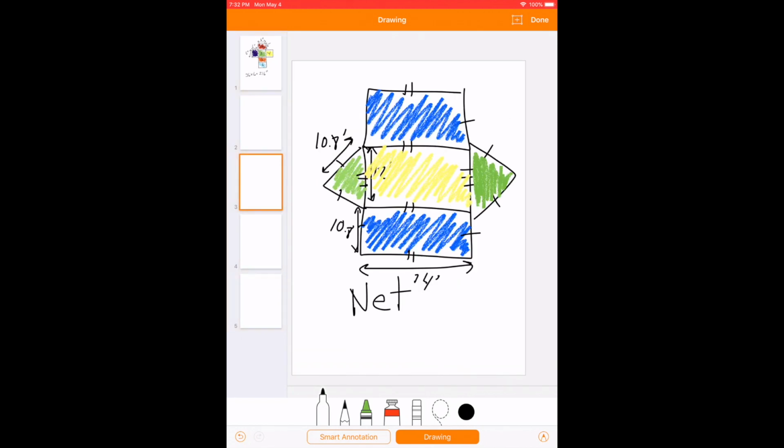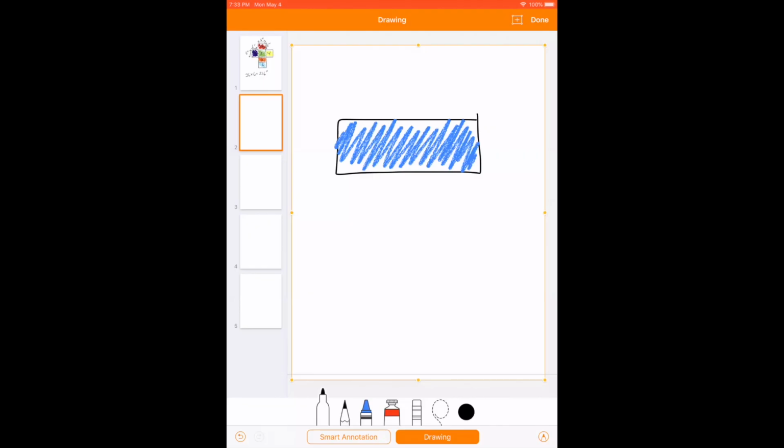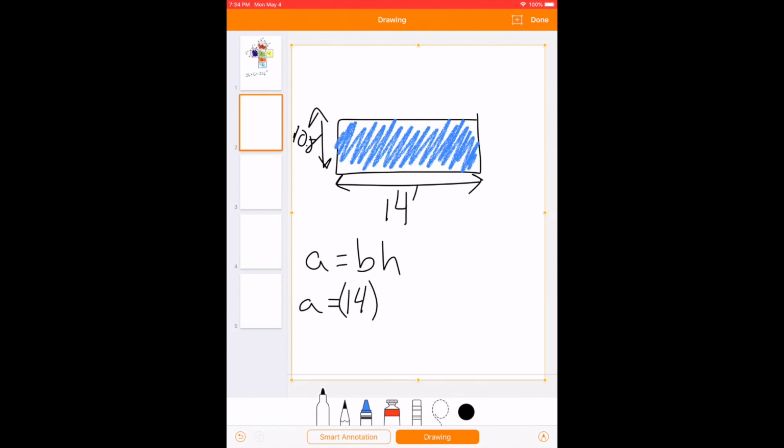Okay, now that we've gotten the area of the two triangles, we need to find the area of the three rectangles that make up this net. Like I said, we've been given the hypotenuse of 10.8, and if 10.8 is the hypotenuse, it's also the height of the blue rectangle. The length of the blue rectangle is 14 feet. Therefore, the area for a rectangle, as we know, is base times height. Or, in this case, the area for this rectangle is 14, the length, times 10.8, the height. This gives us a total of 151.2 feet.